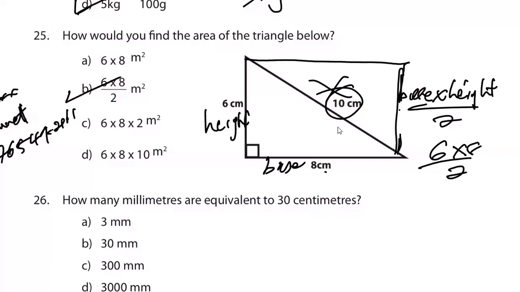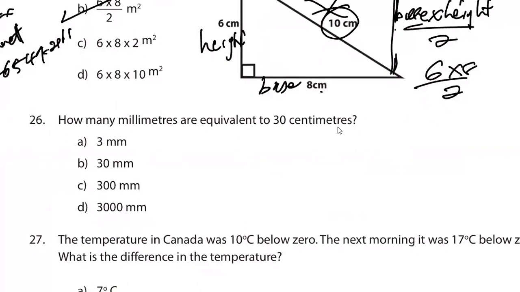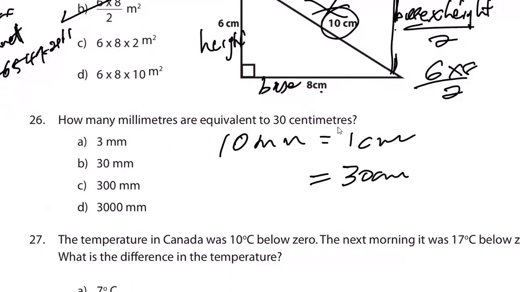Alright, let's move on to 26. How many millimeters are equivalent to 30 centimeters? So first of all, we know that it takes 10 millimeters to make 1 centimeter, right? We got that correct. So if we have 30 centimeters, it simply means that we're going to multiply by 10, because for every 1 centimeter, it's going to equal 10. So that would give us 300 millimeters. That is the C.